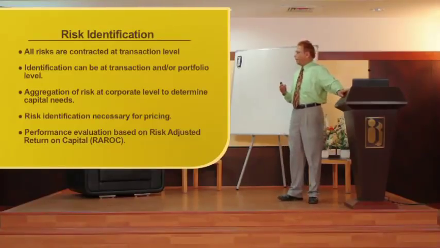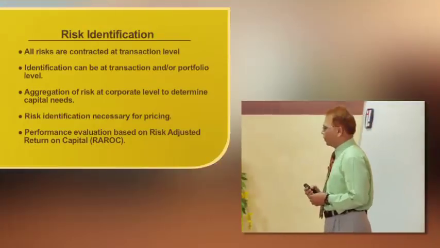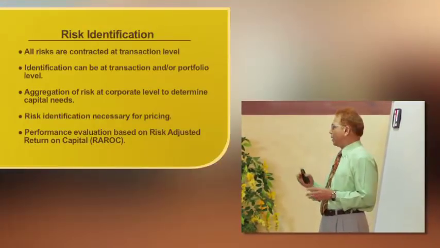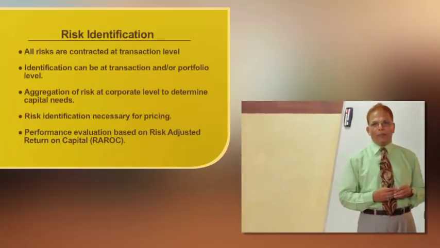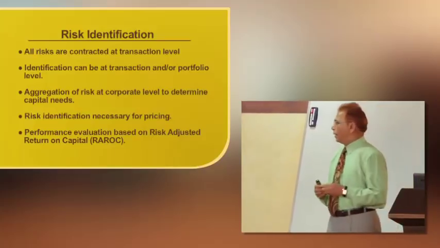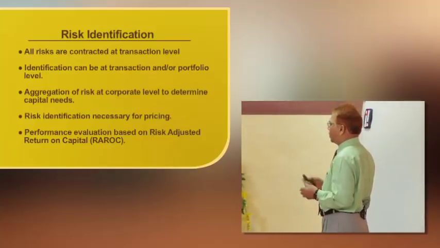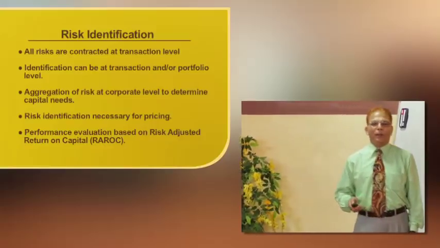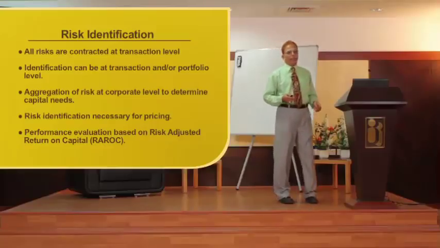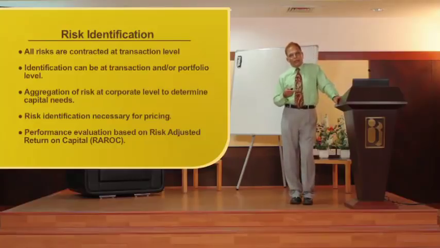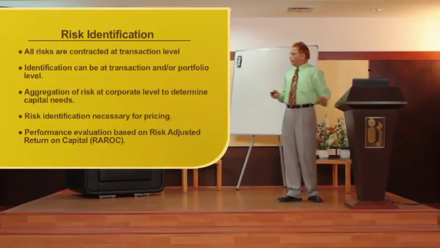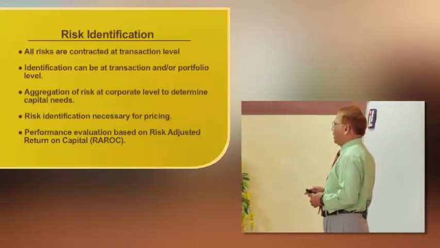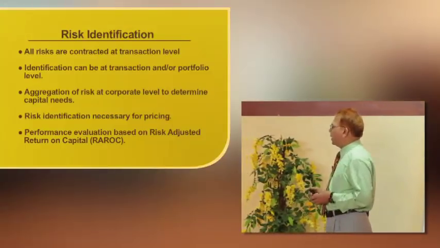In case of a bank, it is at every transaction level. We need not go into the details of what kind of risk each transaction brings in, but basically the entire risk in the bank gets contracted at the transaction level. This is a very important thing to understand, because when we want to identify any problem, we need to know where it gets contracted. So when it is identified at the transaction level, it can be aggregated at the portfolio level.